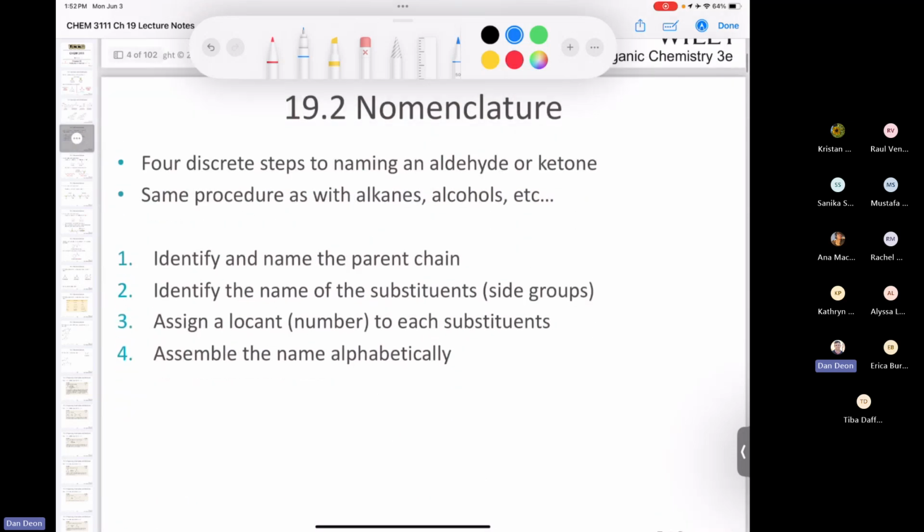So let's start out with some nomenclature. And there's 4 discrete steps to naming an aldehyde or a ketone. It's the same procedure for naming an alkane, alkene, alcohol, etc. Number 1, you identify the parent chain. So you find the longest chain that possesses the functional group. You identify the name of the side substituent. So is it an isopropyl, a chloro, a fluoro, an ethyl, what have you? You give a locant to the substituents. Is it 3-ethyl, 2-chloro, etc.? And then you put them all together in alphabetical order, right? So you list all the substituents in alphabetical order.